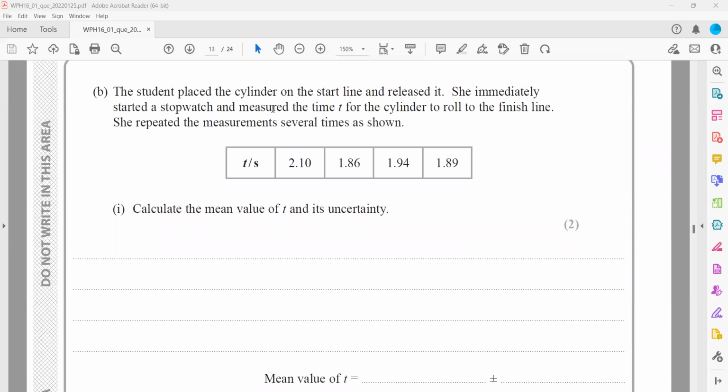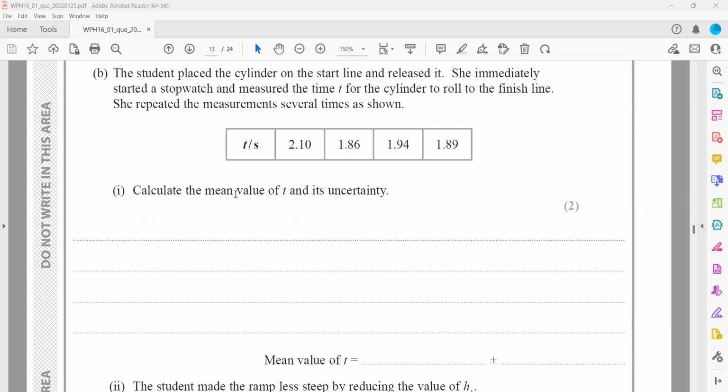The student placed the cylinder on the start line and released it, and she immediately started the stopwatch and measured the time for the cylinder to roll. She repeated the measurement several times. Calculate the mean value and its uncertainty. How to calculate a mean value? Remember one thing, if any of the values appear to be anomalous, like out of order, we ignore that when we are taking a mean. And how to take the uncertainty of a group of data? It is the maximum minus the minimum divided by 2.